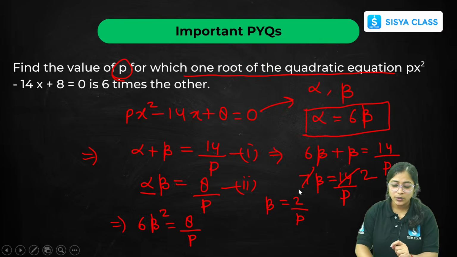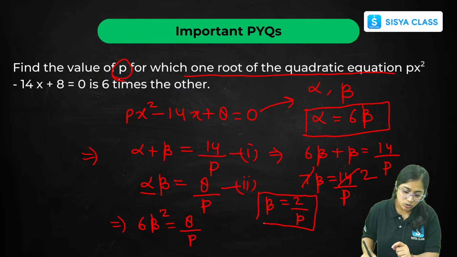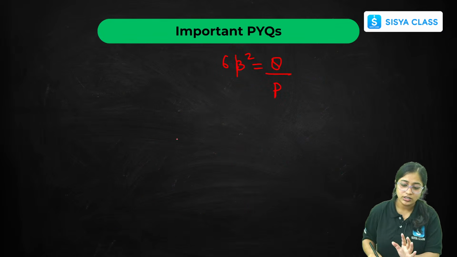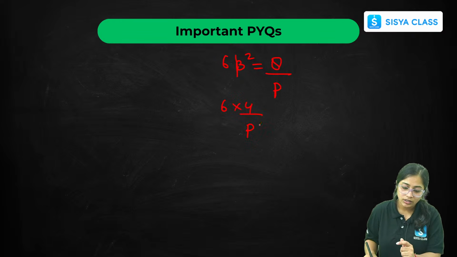So we have this equation, that is 6 beta square equal to 8 upon p. Now what is the value of beta here? It is 2 upon p, right? The value of beta is 2 upon p. So now just substitute here. So it is 6 times 2 upon p whole square, that is 4 upon p square, equal to 8 upon p.